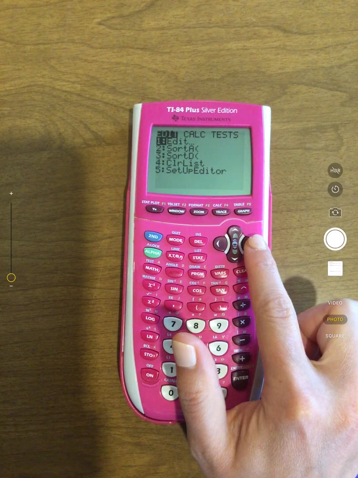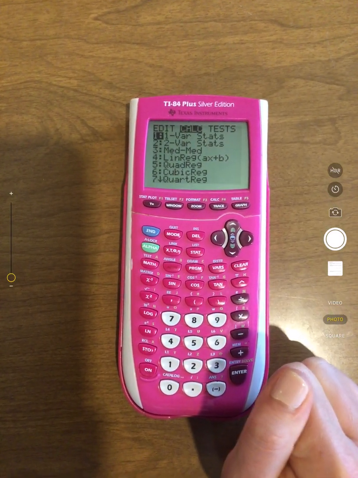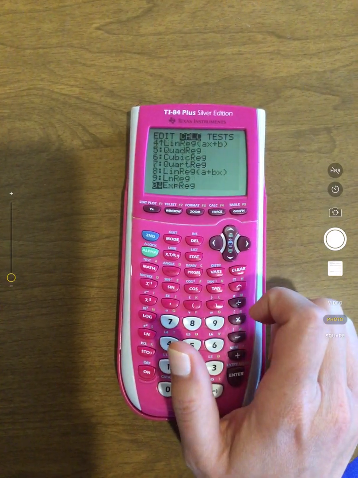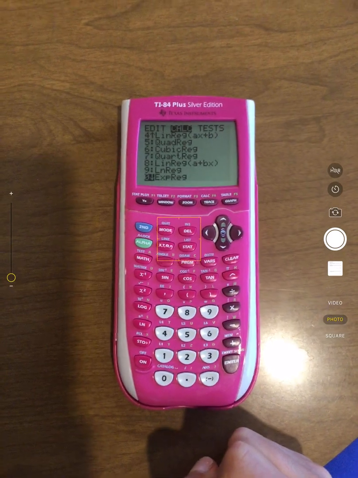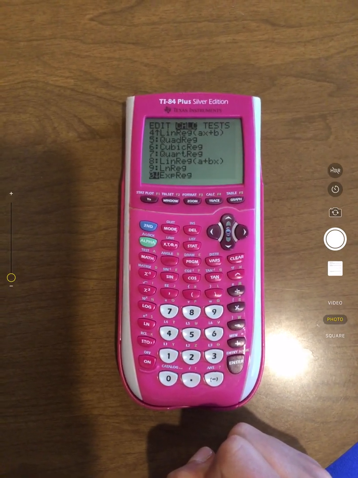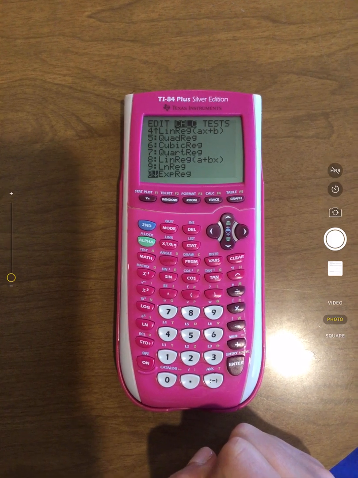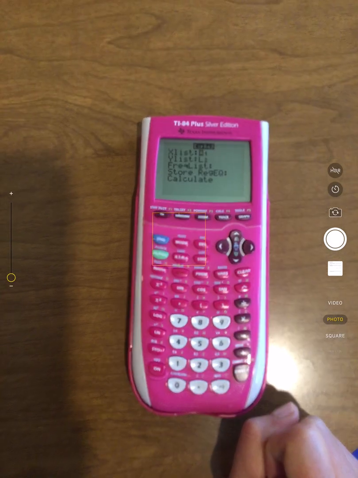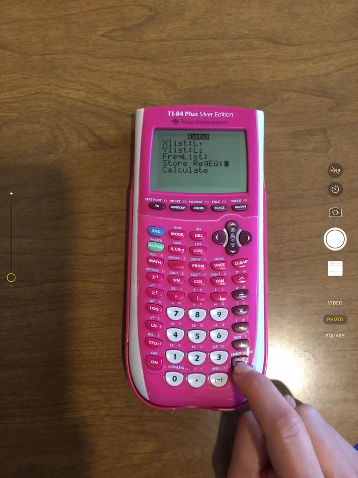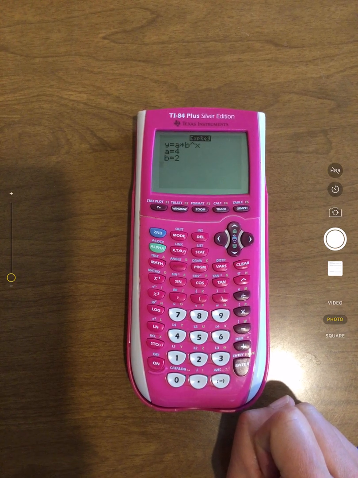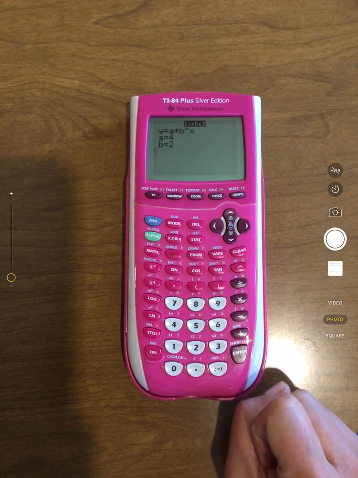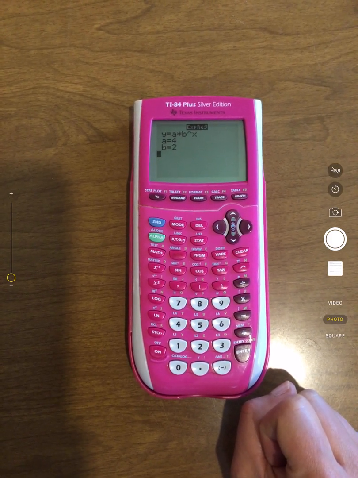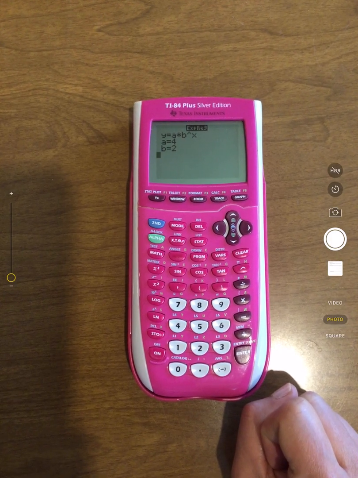scroll over with your right arrow to Calc. You're going to scroll down to EXP because we are looking for an exponential equation. Once you get to ExpReg, which is the number 0, you're going to hit enter. Now you will hit enter all the way until we get an equation that looks like this. So we have y equals a times b to the x power, a equals 4, b equals 2.